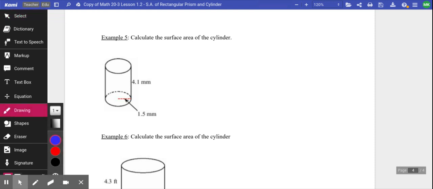How do you do the circles? So the top and the bottom. Top and the bottom right here. You're doing 2 pi r squared. R is the radius, right? That's from the center of the circle to the outside edge of the circle. That's R right there. So I want to do 2 times pi times 1.5 squared.